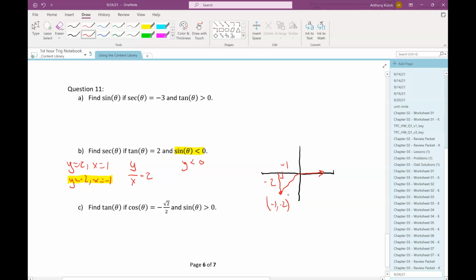So far, so good. Remember, the side lengths on this triangle aren't really side lengths of a triangle. It's not like a physical triangle. They're representing the coordinates of that point on the terminal side. That's why the side lengths can be negative.